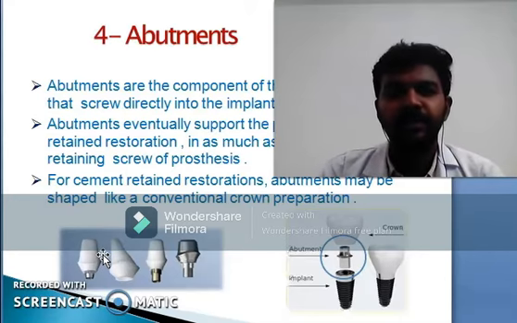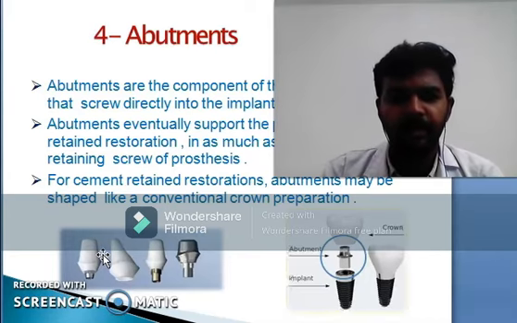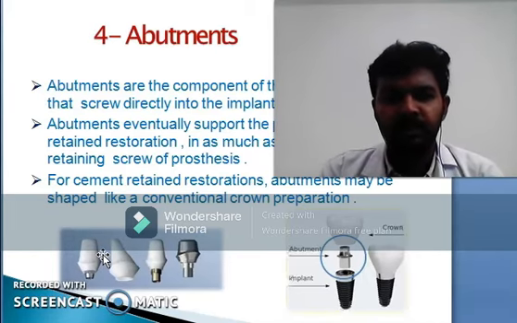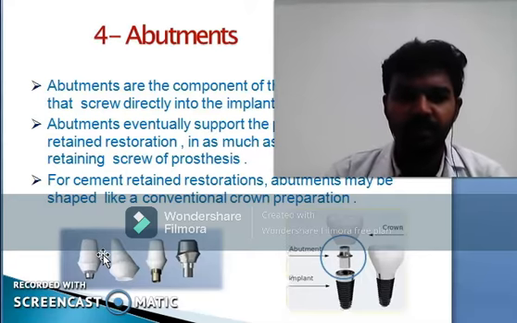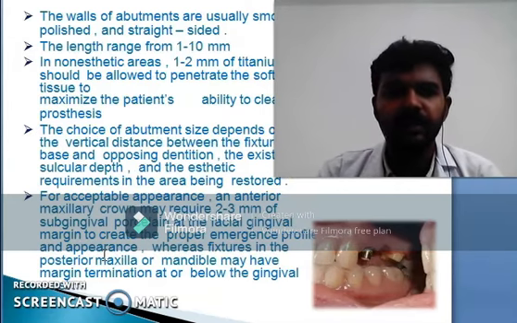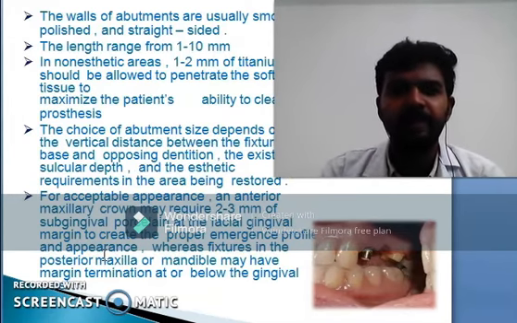The abutments eventually support the prosthesis, and in a screw-retained restoration they accept the retaining screw of the prosthesis. For a cement-retained restoration, the abutments may be shaped like a conventional crown preparation. The walls of the abutments are usually smooth, polished and straight-sided. The length ranges from 1 to 10 mm, and in the non-aesthetic area, 1 to 2 mm of titanium should be allowed to penetrate the soft tissues to maximize the patient's ability to clean the prosthesis.